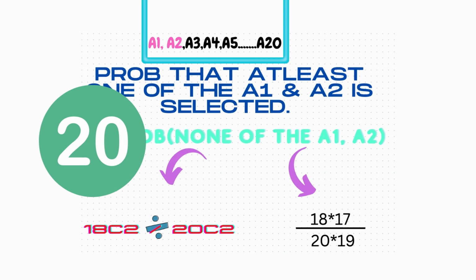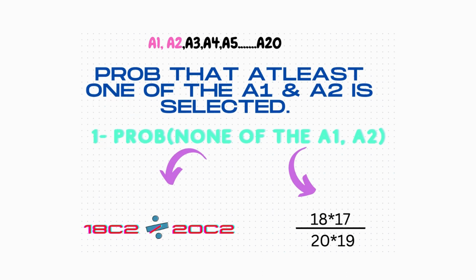So there are A1 to A20, 20 different objects, and we want to compute the probability of picking two objects such that at least one of A1 and A2, A1 or A2, is selected, right?